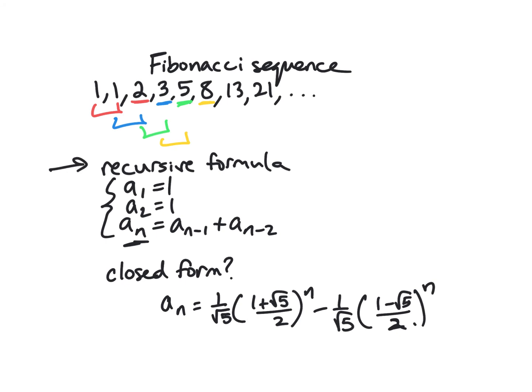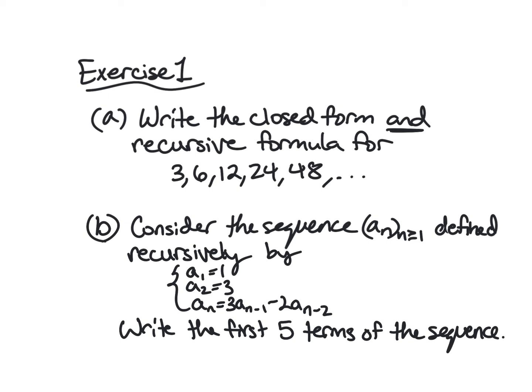It just says add up the two previous terms, whereas the closed form is hard to come up with and honestly not that fun to compute even once you know it. All right, so here's your first exercise to practice this. For the first one, I give you the sequence and I want you to write the closed form and recursive formula for this one. Both of those should be pretty doable.